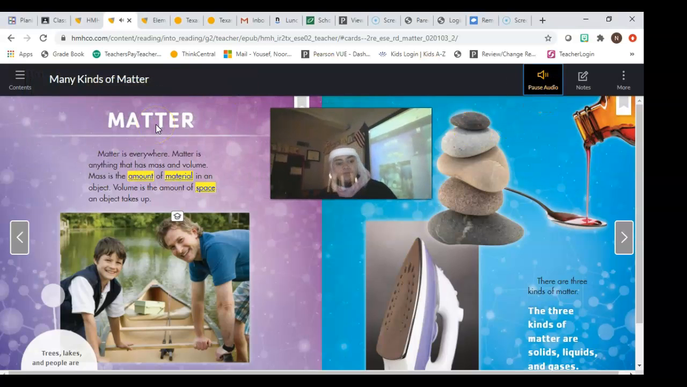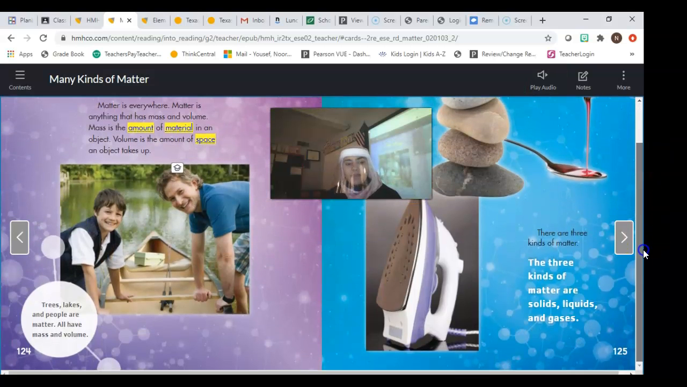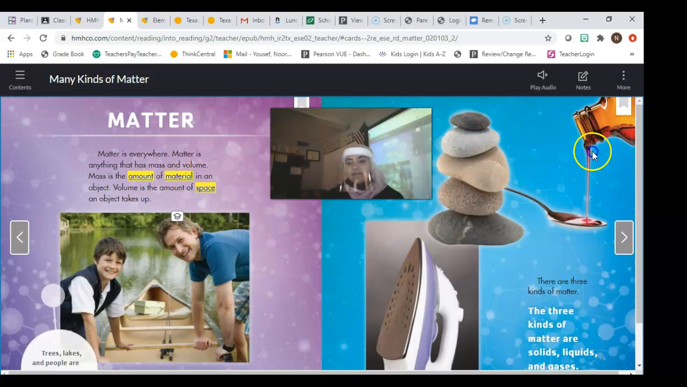Matter is everywhere. Matter is anything that has mass and volume. Mass is the amount of material in an object. Volume is the amount of space an object takes up. Trees, lakes, and people are matter. All have mass and volume. There are 3 kinds of matter. So, I'm sorry. Volume is the amount of space an object takes up. Trees, lakes, and people are matter. All have mass and volume.